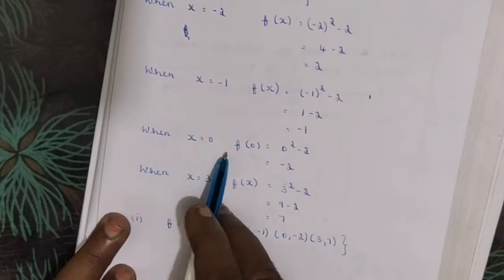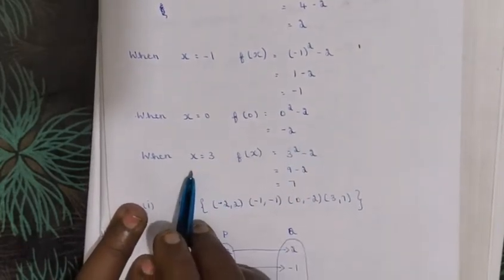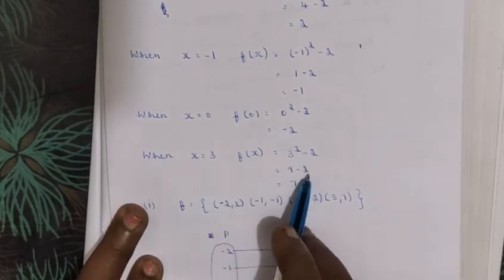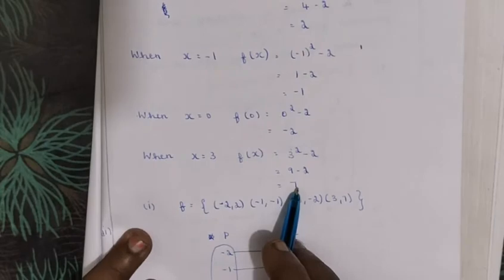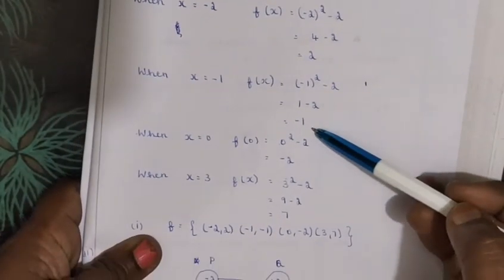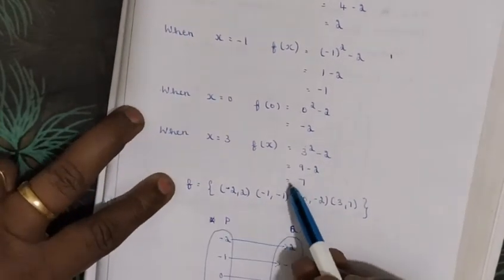When x equals 0, f of x equals 0 squared minus 2, that is minus 2. When x equals 3, f of x equals 3 squared minus 2, 9 minus 2, 7. Okay. Now, these are all the elements: 2, minus 1, minus 2, 7. These are all the f of x.